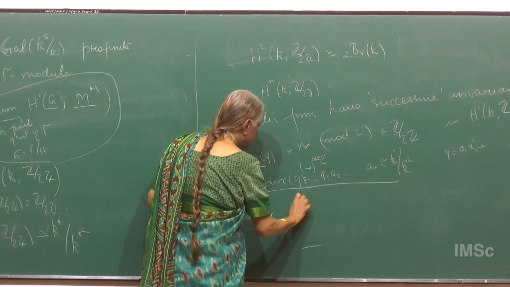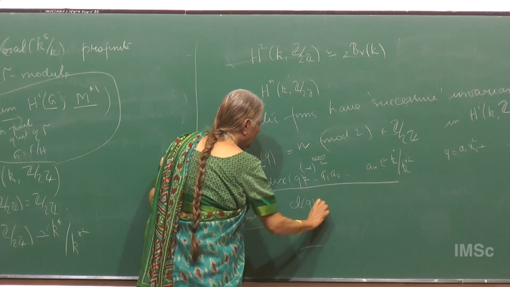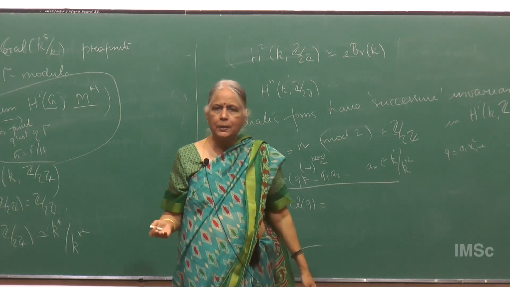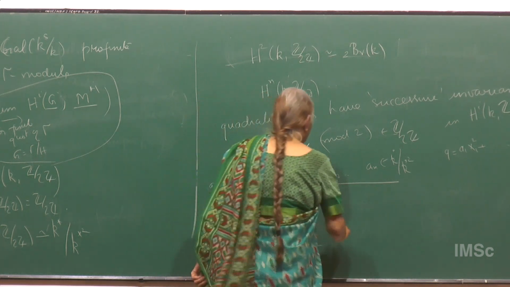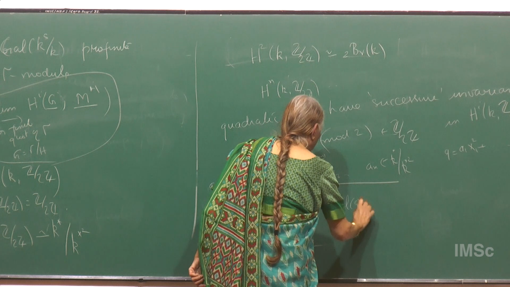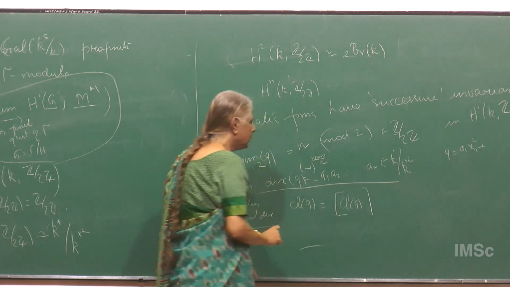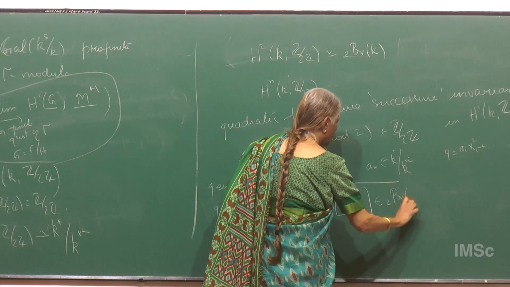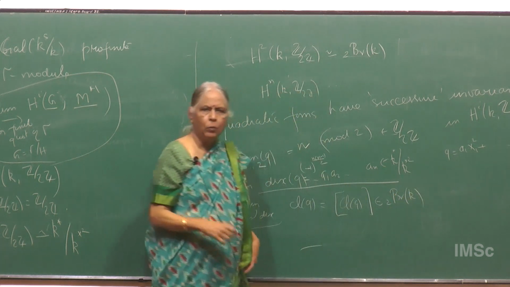Then the Clifford invariant of Q: given a quadratic form, there is something called the Clifford algebra of Q, and it is a central simple algebra over the field which has an involution. It belongs to the 2-torsion of the Brauer group. Okay, what is the Clifford algebra?